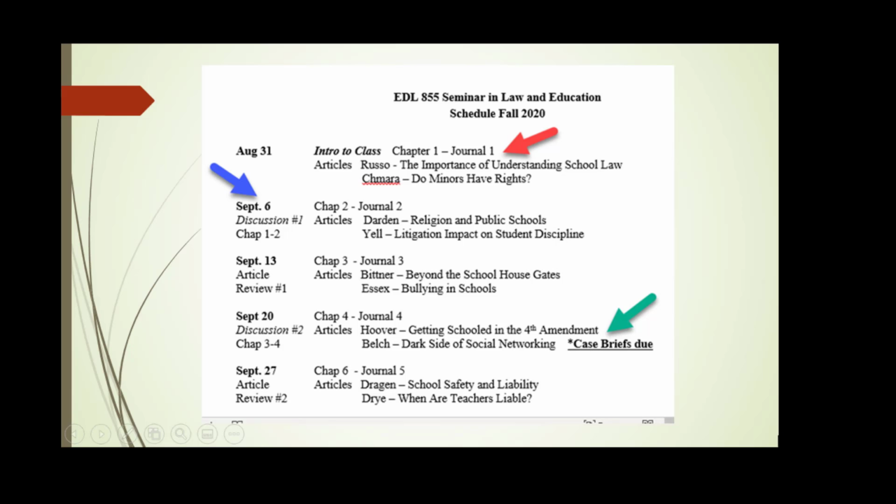Just going over part of the schedule. Every week that you have a chapter, you will be doing a journal on that chapter, and every week there are 2 articles. You will need to write a review on one of the articles. So select one that interests you. You're free to read both of them, but the article reviews will be due, if you see down here, review 1 on September 13th.